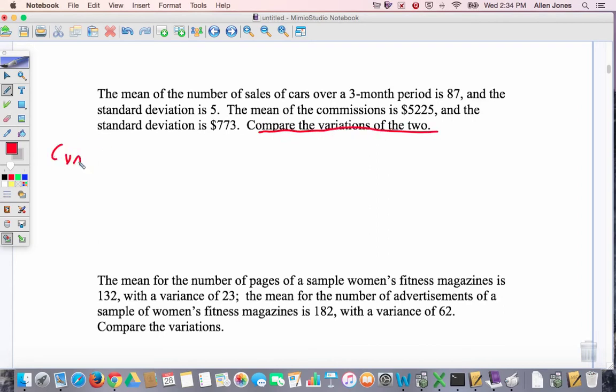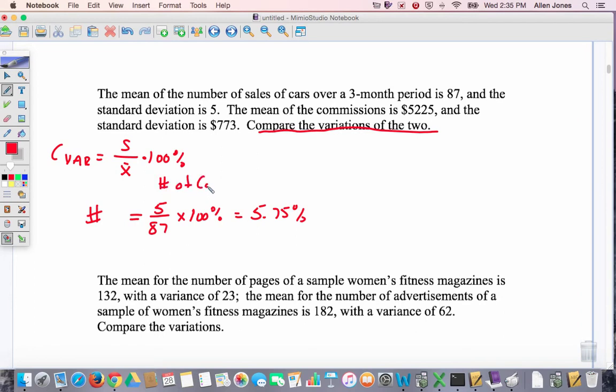To compare, we use that coefficient of variation. So I'm going to write that down again. It's our standard deviation divided by our mean multiplied by 100%. So in this case, we have one for the number of cars being sold. That coefficient of variation is going to be our standard deviation of 5. The average number of cars sold is 87, multiplied by 100 to make it a percent, and that percent is 5.75%. So that's the number of cars sold.